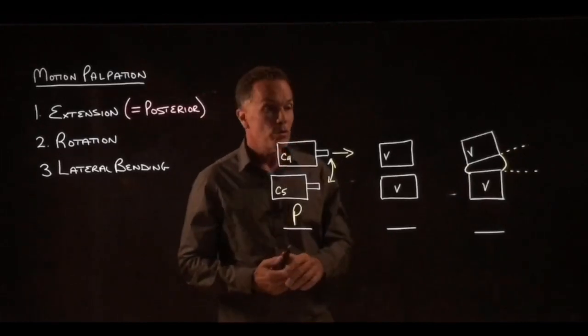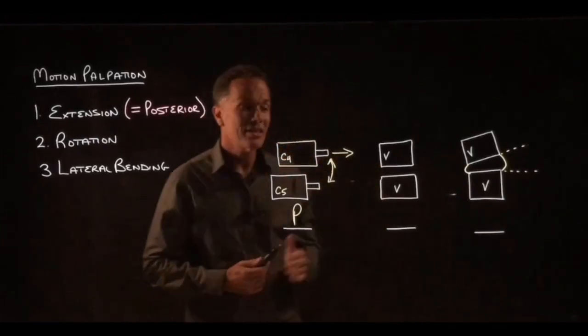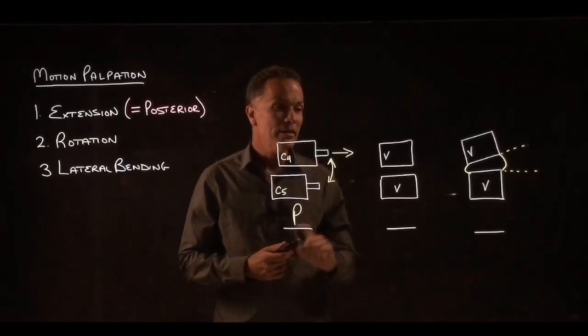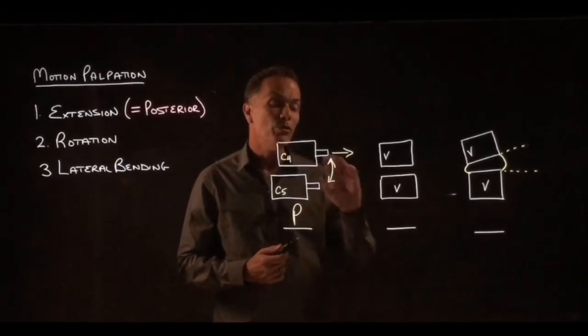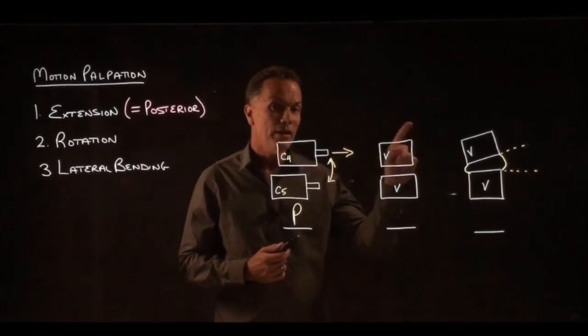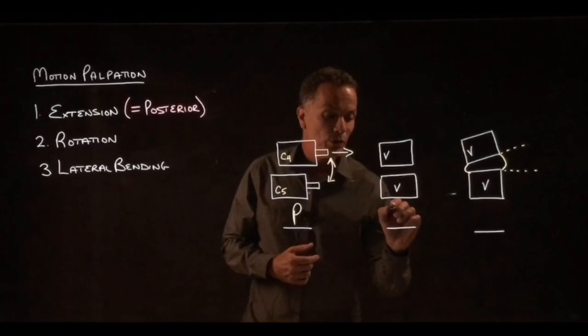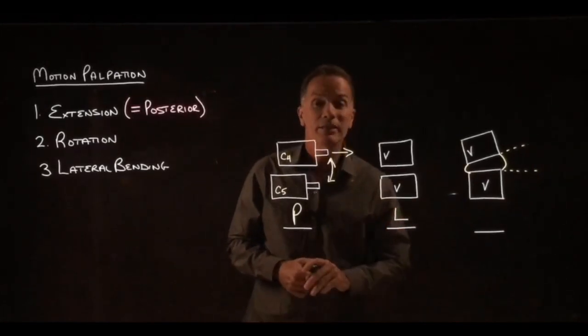Now we're going to check for rotation. We see that the spinous process is rotated to the left on C4 over C5. Meaning the spinous process does not want to move or resists movement from left to right when the patient turns their head to the left. So we say that there is a left rotation restriction. So we're going to give it an L.